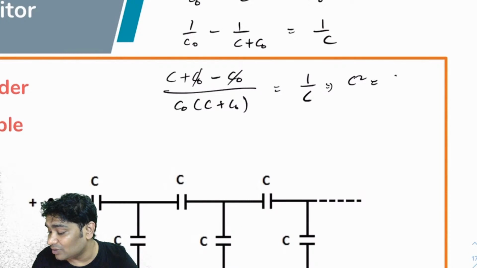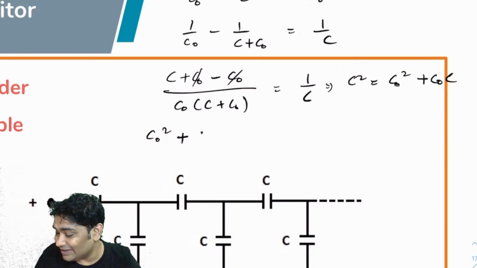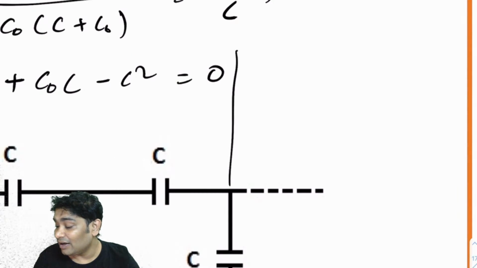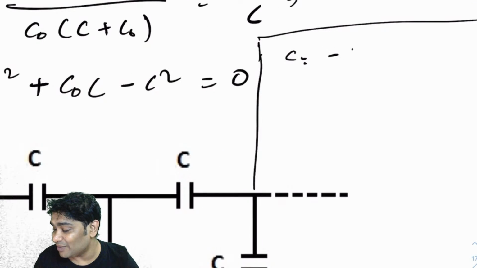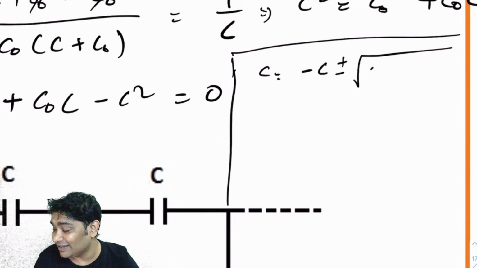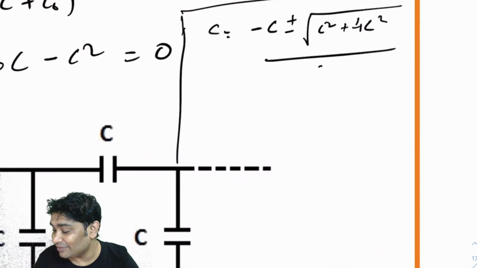From here, if I cross multiply, what am I getting? I'm getting C square equals C naught square plus C naught C. So I'm getting a quadratic equation, C naught square plus C naught C minus C square equals 0. Since I'm getting a quadratic equation, I know how to get the roots. I know from here that C equals minus B, which is minus C, plus minus square root of B square, which is C square, plus 4AC, so that is 4C square, over 2A, that is 2.